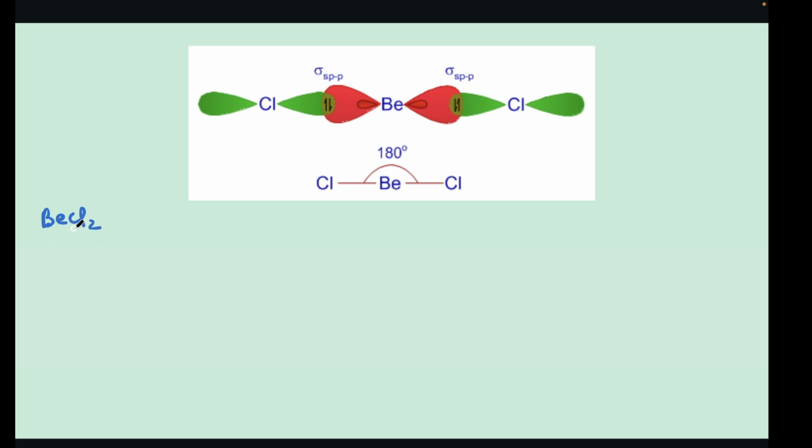BeCl2. In beryllium chloride, beryllium has atomic number 4. So it has the electronic configuration 1s2, 2s2, 2p0. Like in the valence shell, it has 2 electrons. So we can say that it has no unpaired electron in its ground state.